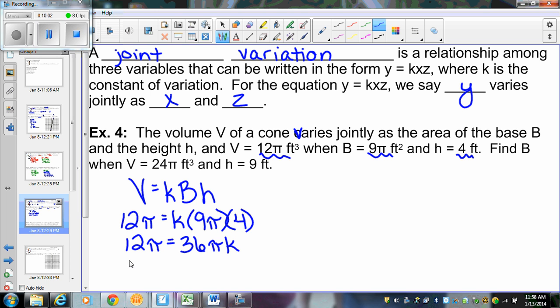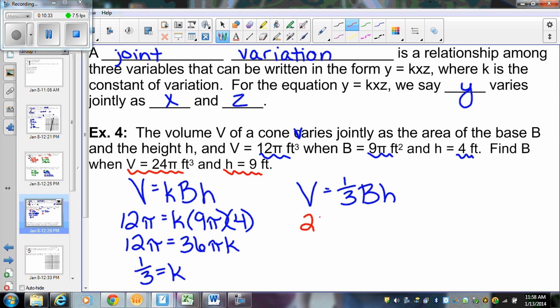Then I'm going to divide by 36 pi, which is going to make my pi's cancel out, and then 12 over 36 is 1/3. So now look at this. Our volume formula is that the volume of the cone is 1/3 times the area of the base times the height. Well, you might actually remember that formula because that is the formula to find the volume of a cone. So now that we know that, we need to substitute in 24 pi for our volume and 9 feet for our height in order to find the area of the base in this particular situation.